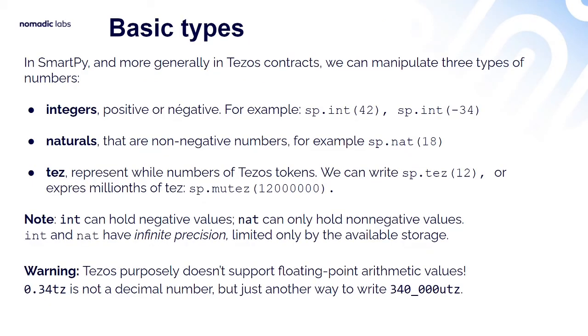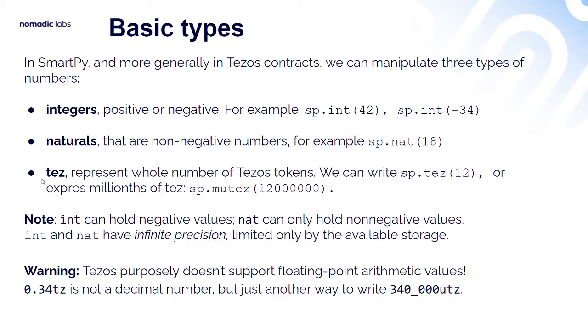So we saw that we can manipulate numbers, but in SmartPy and more generally in Tezos contracts, we can manipulate 3 types of numbers. We can manipulate integers that can be positive or negative. For example, sp.int of 42 or sp.int of negative 34. But we can also manipulate numbers that are naturals. So these are non-negative numbers. For example, sp.nat of 18. But we cannot have sp.nat of minus 34.